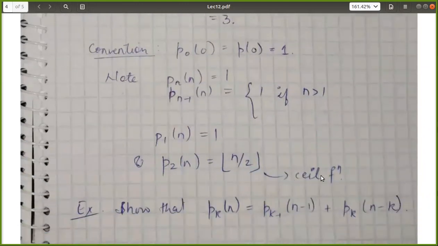Oh, okay. I've made a mistake here. This is a floor function, not the ceil function. You're dealing with the floor. So all this we understand now.